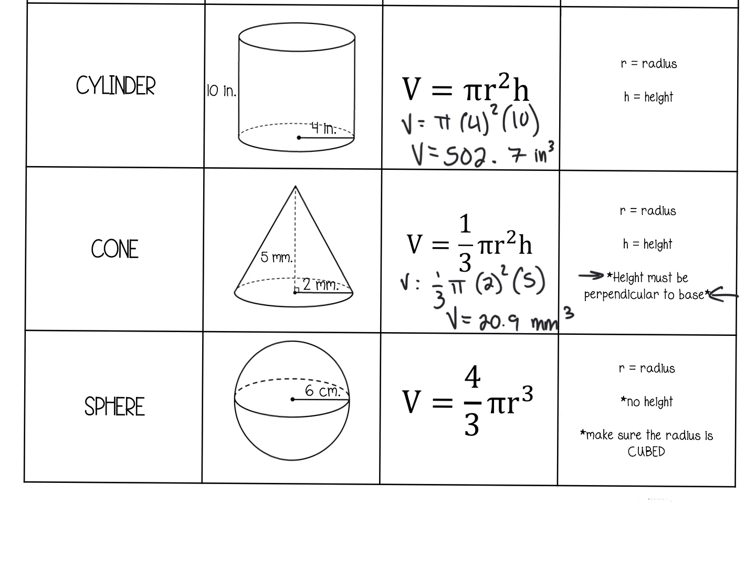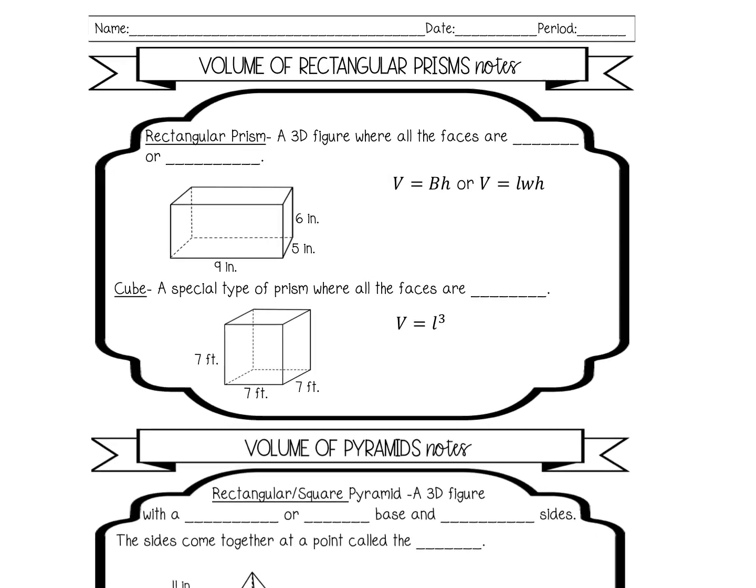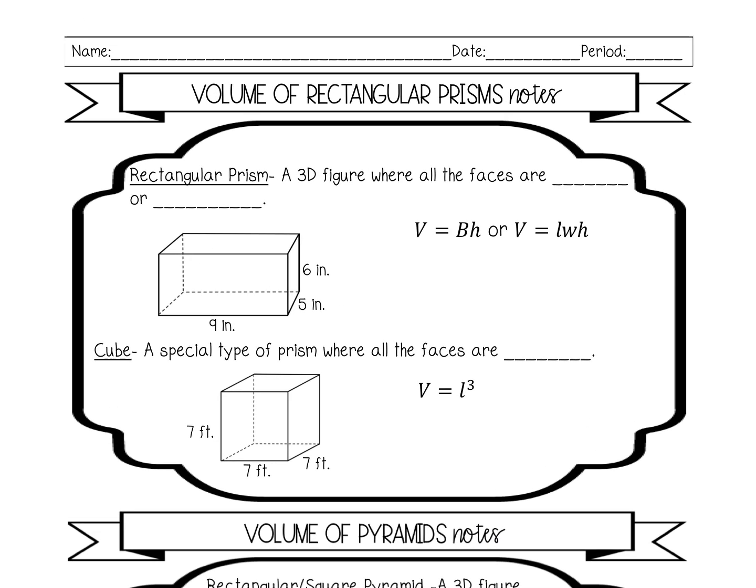And then for the sphere, volume equals 4/3 pi r cubed. You have to make sure that the radius is cubed. Usually we work with squares, but for the sphere, it's cubed. So plugging that in, it's going to be volume 4/3 pi 6 to the 3rd power. So our volume is going to be 904.8 centimeters cubed.